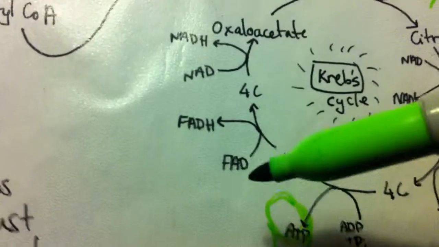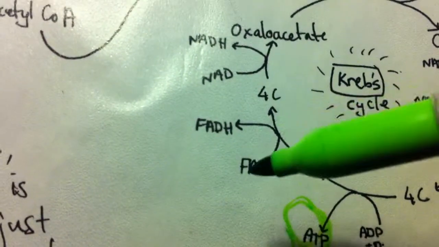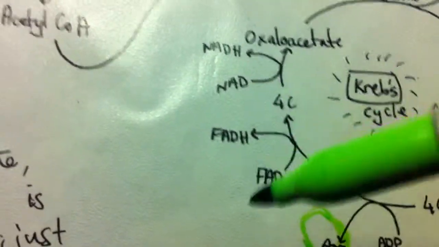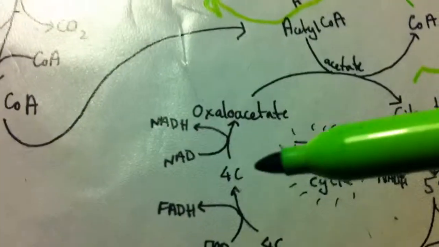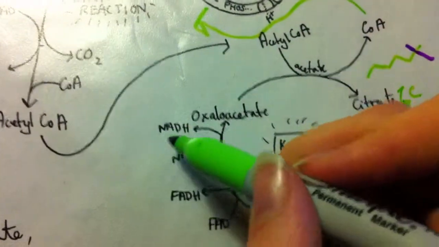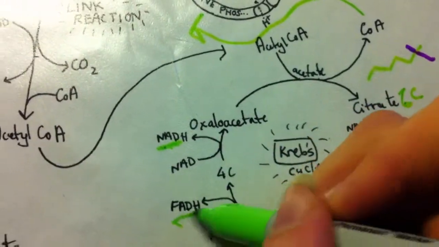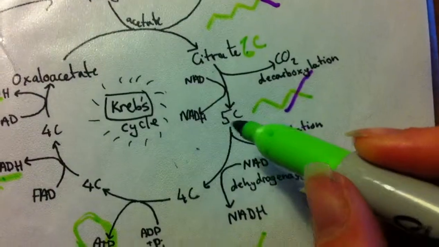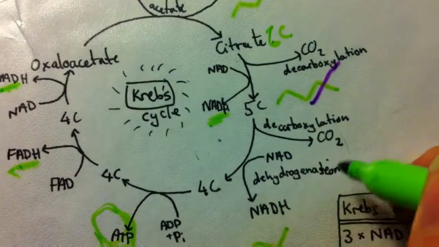And then we have FAD, which is like NAD, but slightly different, and that also takes electrons and hydrogens and becomes reduced FAD. And then we just need another reduction of NAD to form oxaloacetate. And that's the Krebs cycle. And just remember that the whole point is the reduced NAD, and then we've got more of them over here, haven't we?